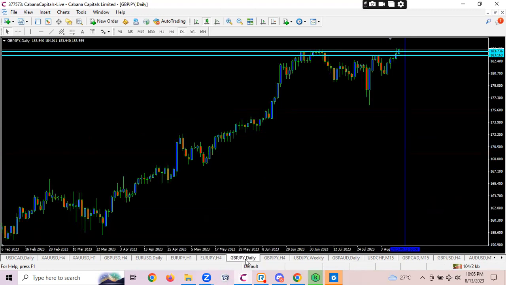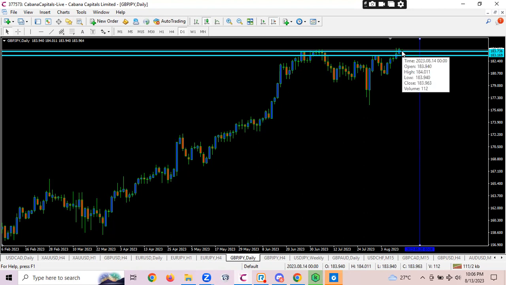On GBP JPY, my bias is bearish. If you're considering selling GBP JPY, you could patiently wait for Monday's candle to close bearish before you start selling. If Monday's candle closes bearish, then this breakout would be a false breakout.